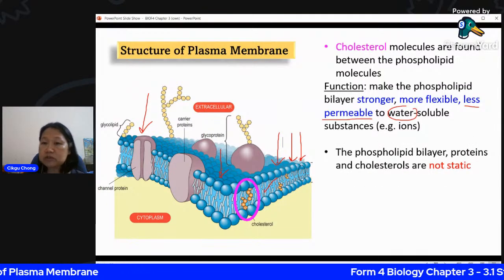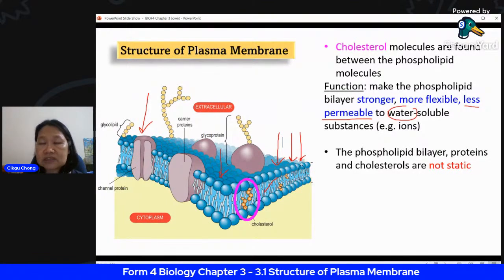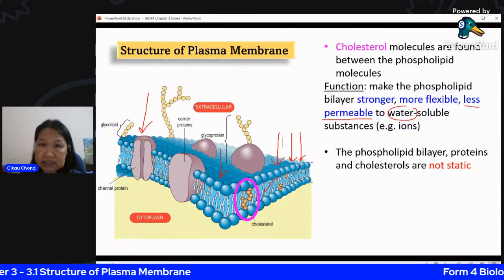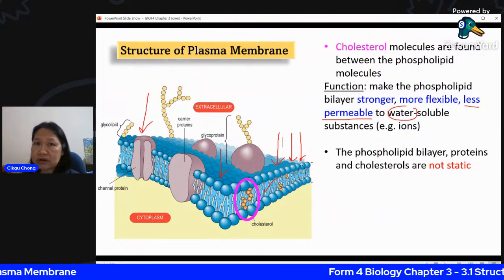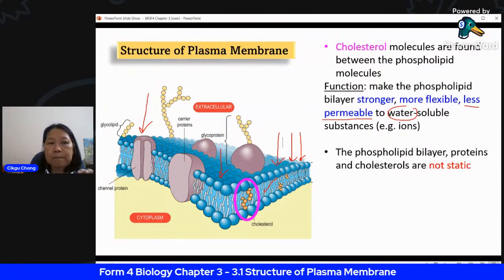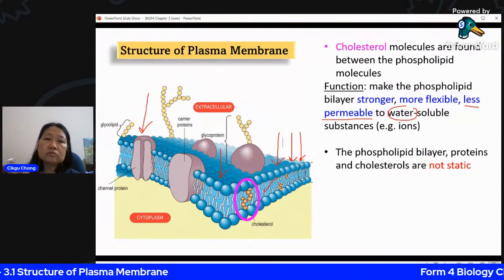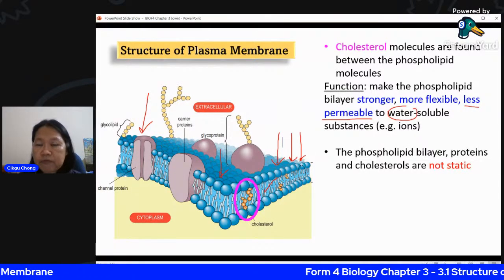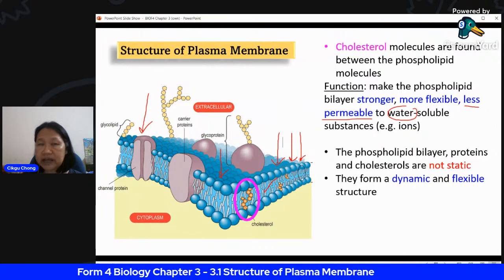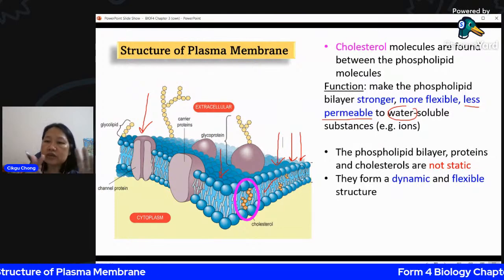Again, I want to stress this to you. The phospholipid bilayer, the proteins and cholesterol are not static. Static means they are not moving, not fixed. They are able to move around. One minute they are there, the next minute they jump to another place. They can change position. The channel proteins and carrier proteins are able to move around in the phospholipid bilayer, so they form a dynamic structure. Dynamic means it's always changing, it's not fixed, it's flexible.